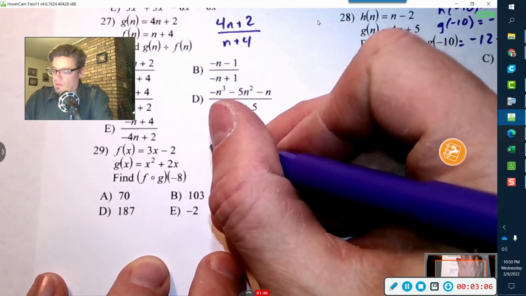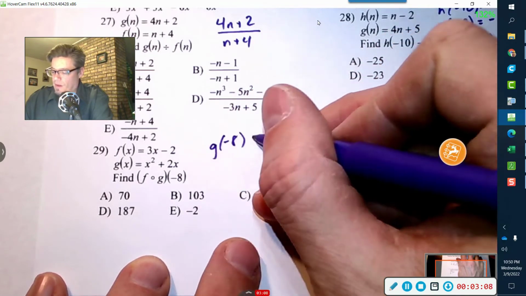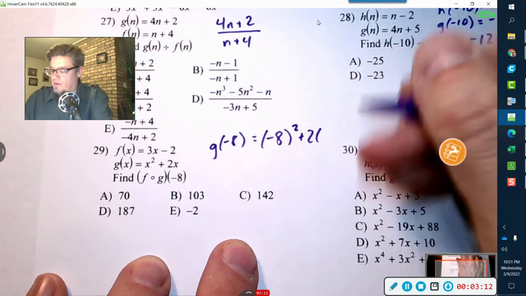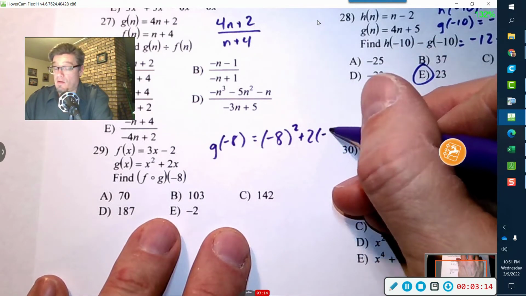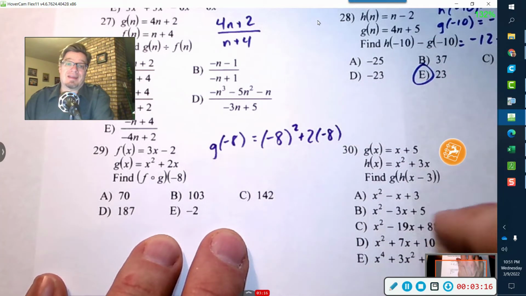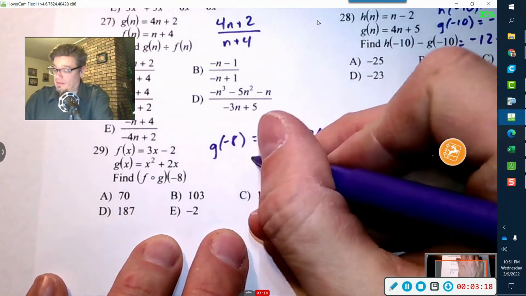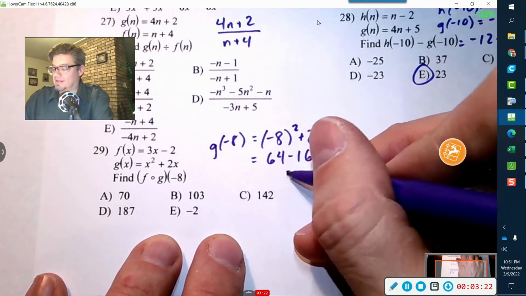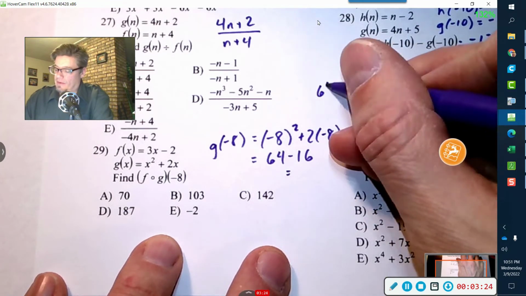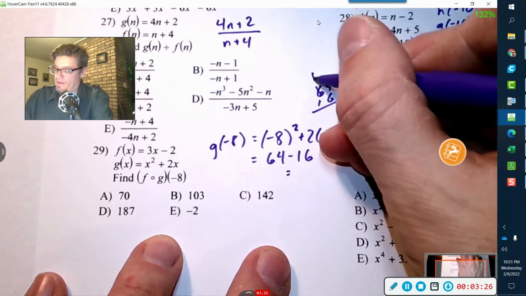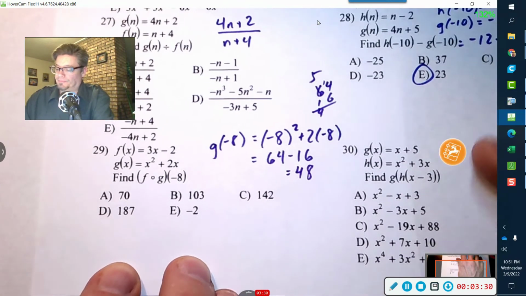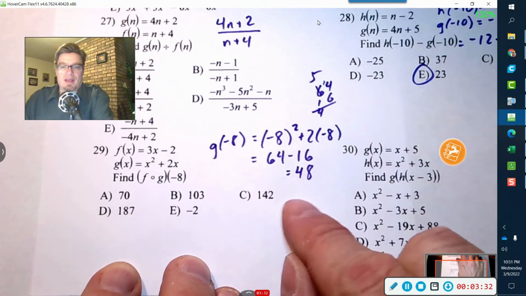So let's figure out what g of negative 8 is first. Remember that if you're going to use a calculator for this, you want to put negative numbers in parentheses if you're going to square them, because that 64 better be positive. 64 minus 16, I do not trust myself right now, is 48. Okay, so now it looks like 48 is the output.